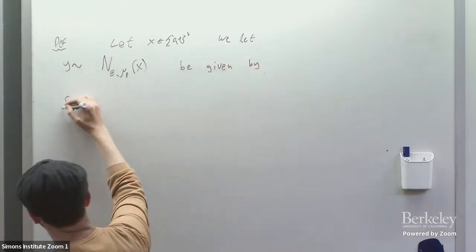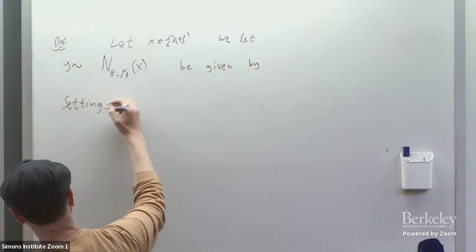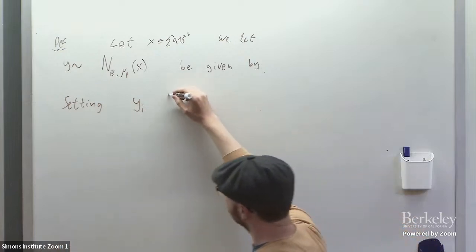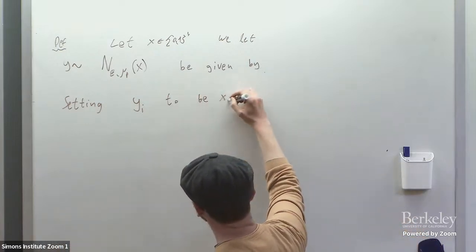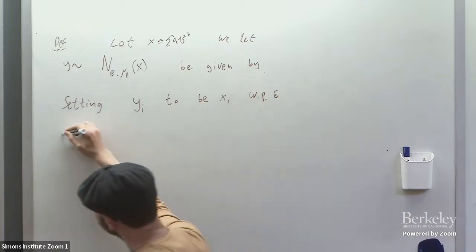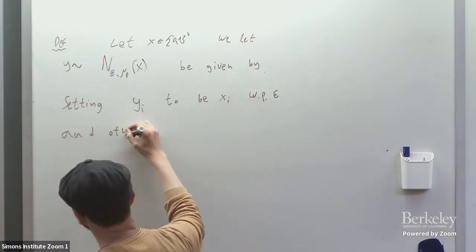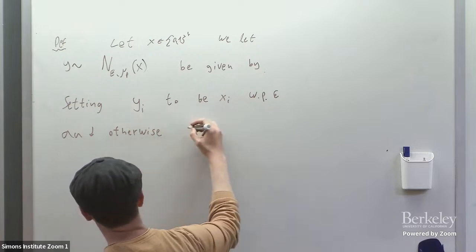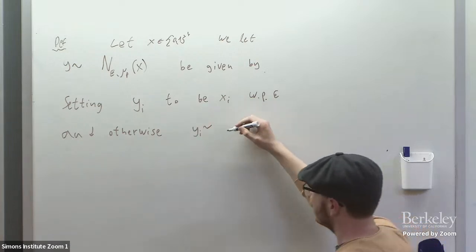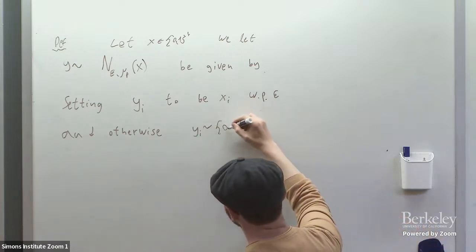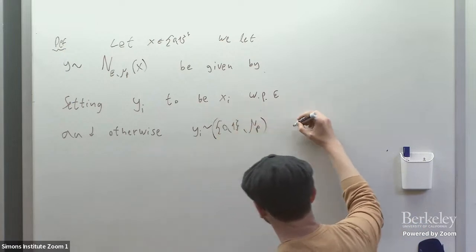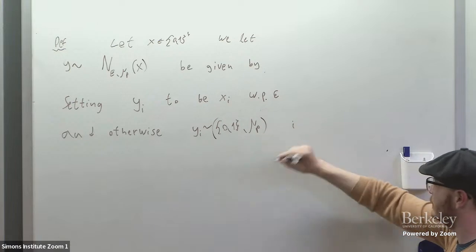by setting y_i to be x_i with probability epsilon, and otherwise choosing y_i independently according to mu_p. And not uniformly, but p-biasedly.